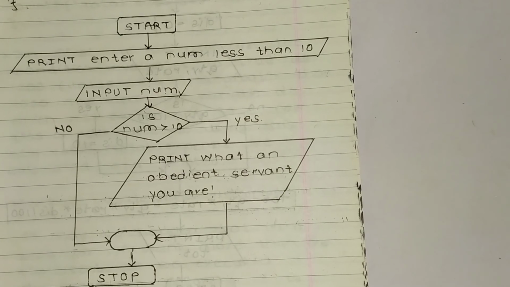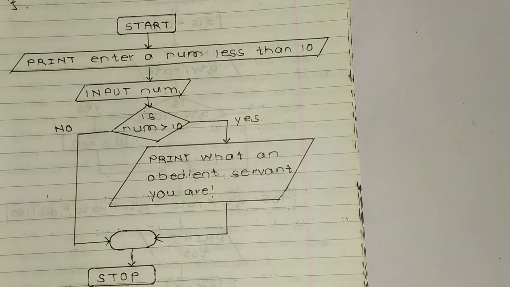So after starting, we are printing enter a number less than 10. Then we are giving input of that number. That means we are receiving input of that number. Now is the number less than 10 or greater than 10. So we are comparing that number with the integer 10. Now we are checking if it is yes or no. So if it is yes, we are printing what an obedient servant you are.